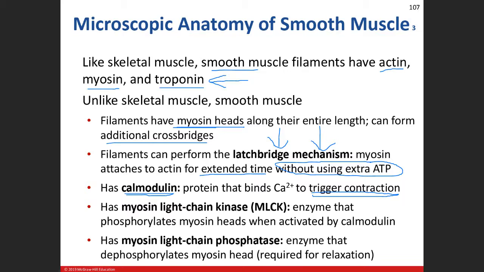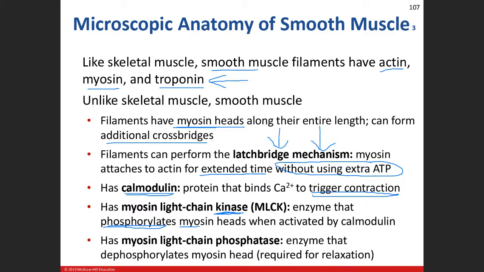MLCK stands for myosin light chain kinase. Well, there's that term kinase again. So we know that kinase likes to stick a phosphate onto something. We call that phosphorylation. So it's going to phosphorylate the myosin head. I'll show you this picture, okay? So this will actually initiate a contraction.